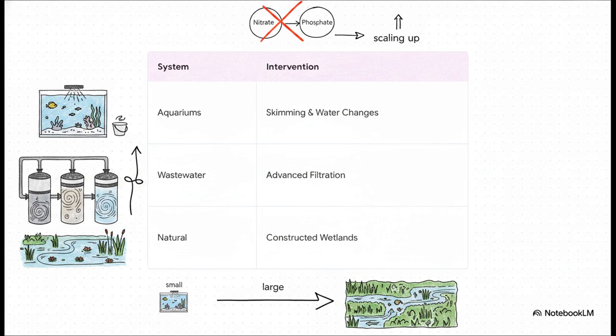But what if you're managing a massive natural system? You are engineering huge constructed wetlands with very specific water residence times, distinct hydrology, and targeted vegetation to capture those exact same residual nutrients. The scale changes? Absolutely. But the core science remains exactly the same.